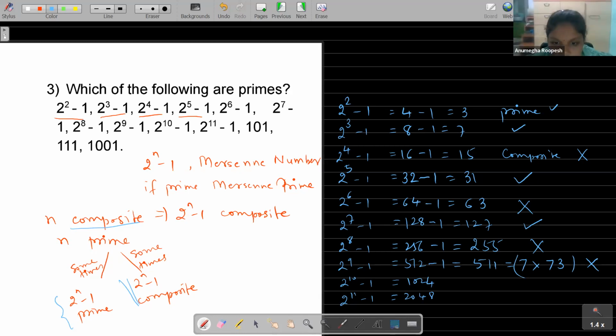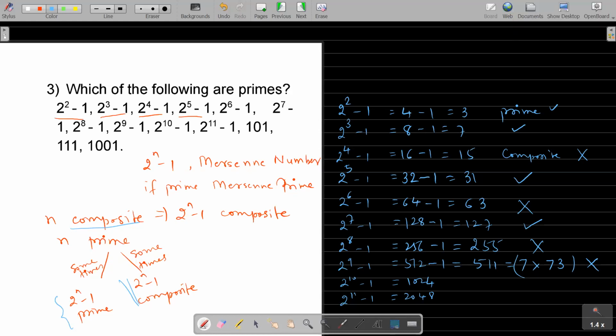Sir, you have written 511 here, but the answer you wrote looks like 572. So it should be 571, no? No. Why 571? It's 512. That's 512, not 572. 512 minus 1, so that is 511. Okay, I was confused because of that.